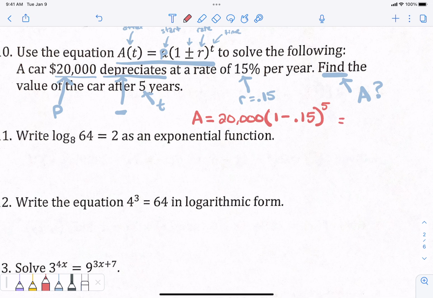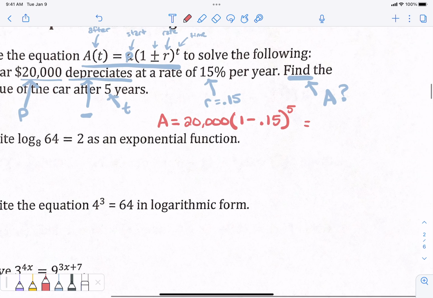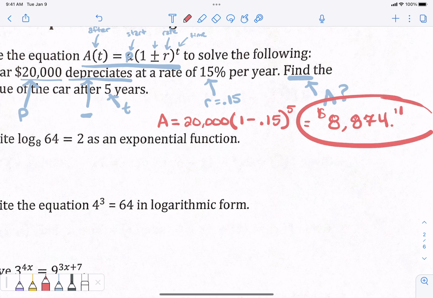If it's depreciating in value, I know my number should be something less than 20,000, right? Otherwise I did it wrong. And it probably shouldn't be a negative value, because this equation is set up to not go negative. Otherwise you would owe money for trading a car in. What you got? 8,874.11. Yeah, that's what I got anyway. Very nice.